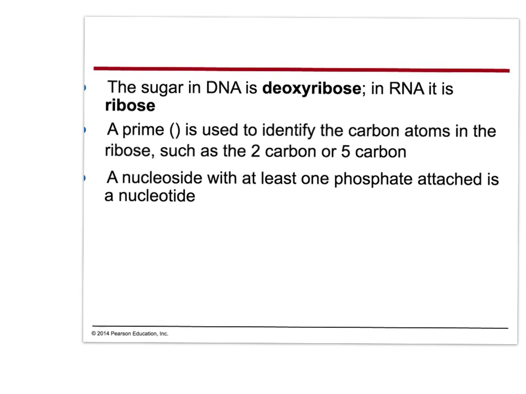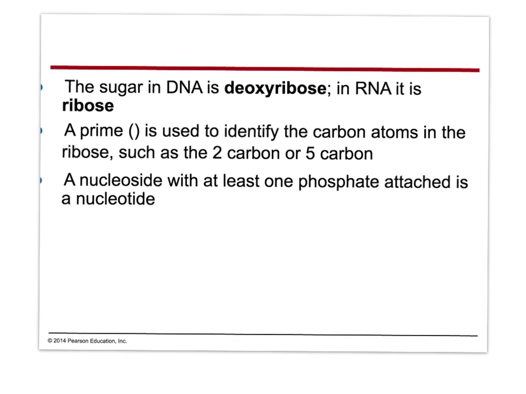Okay, deoxyribose and ribose. This is just going through the other stuff we already went through. I put it on the slides so you can have it. And then the prime, like 5 prime. This is the prime, used to identify the carbon atoms in the ribose, such as 2 prime, 3 prime. Okay?